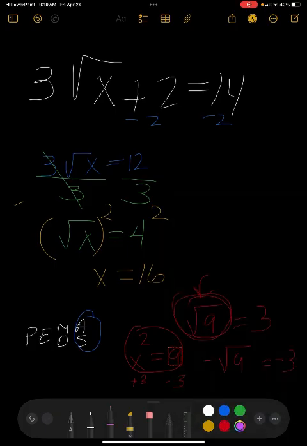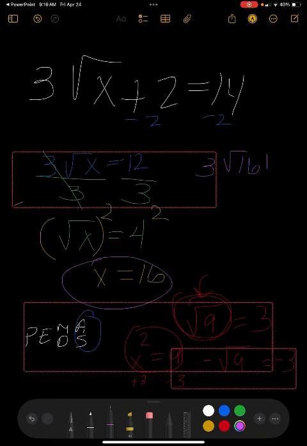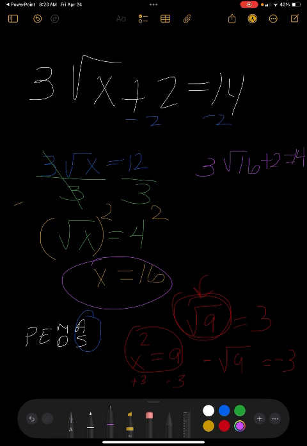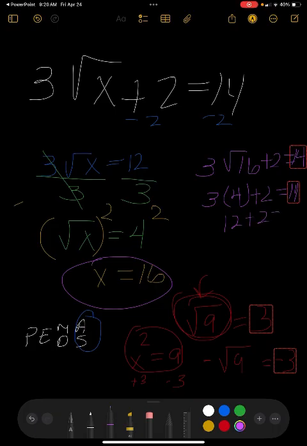We got 16 as the answer to this. So let's plug that in. 3 square root of 16 plus 2 equals 14. So we get 3 times 4 plus 2 equals 14. 12 plus 2 equals 14. And we get 14 equals 14. So yep, that is a solution that works. It's not an extraneous solution.